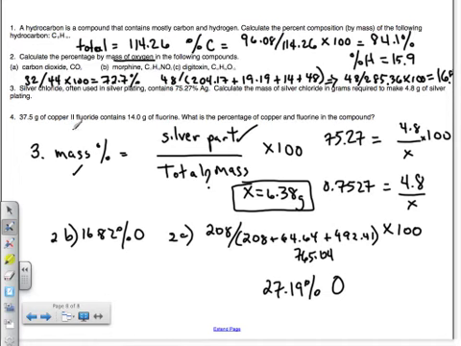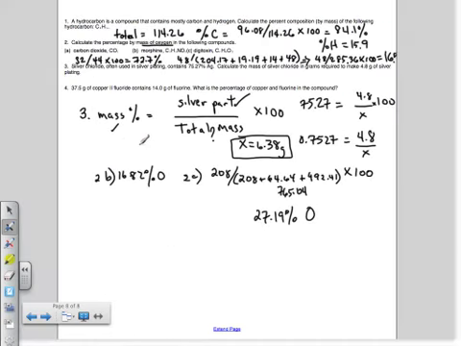Do some erasing for number 4, or extend my page a little bit. There we go. 37.5 grams of copper 2 fluoride contains 14 grams of fluorine. What is the percentage of copper and fluorine in the compound? All right, well, here's your total. Here's the fluorine part. So let's do the percent of fluorine first. Percent of fluorine equals fluorine part, 14 grams, divided by 37.5 times 100.